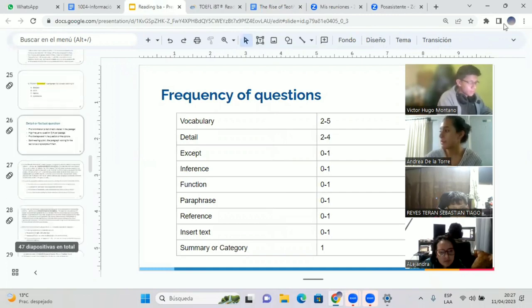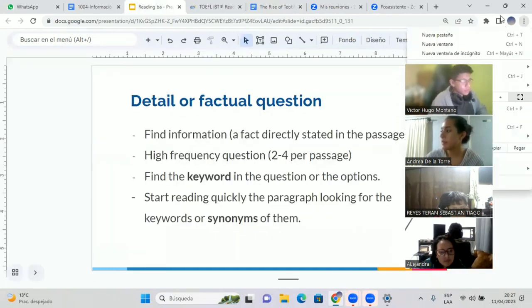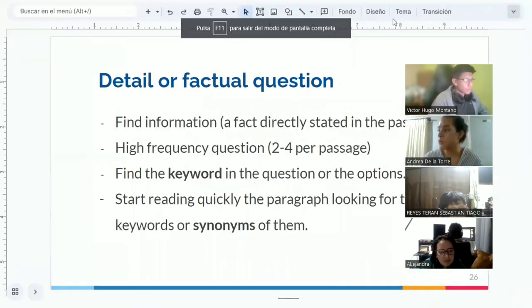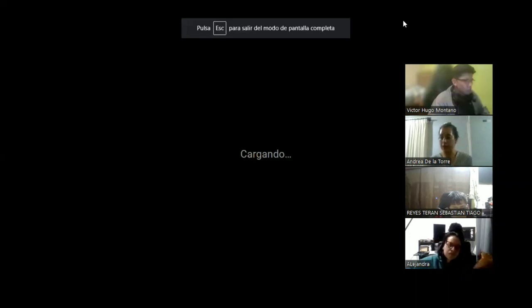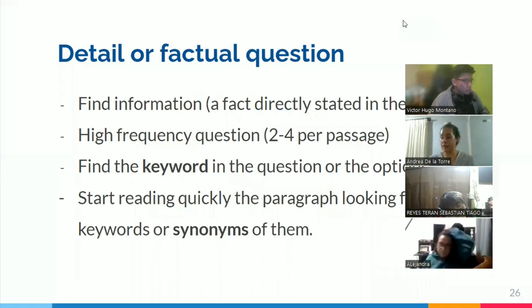Detailed questions, as the name suggests, are the ones that are gonna ask you for specific details or specific facts from the text. Now for these questions, they are very direct. They want you to find information that is directly stated and directly mentioned in the passage, which means that you don't have to think that much. You just have to be very good at finding the information and paraphrasing it, okay? We will see how to actually answer.